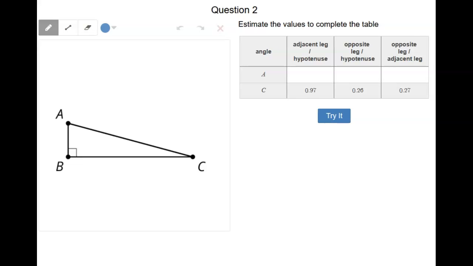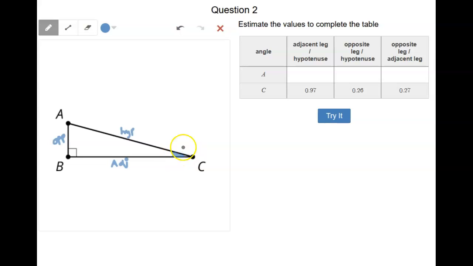Question 2, estimate the values to complete the table. So if we're looking at angle C, that's this angle down here. This is kind of like the point of view that we're looking at this from. If we have the adjacent leg divided by the hypotenuse, remember this is the adjacent leg for C because it's touching this one. This one is the hypotenuse, and this is the opposite. Okay, and this is all from the perspective of C.